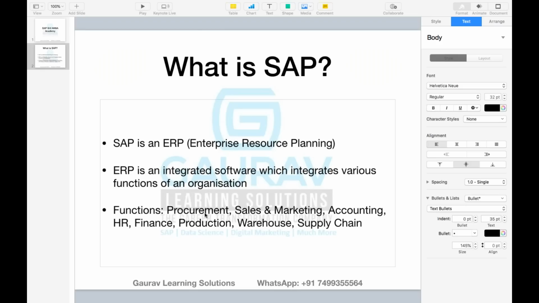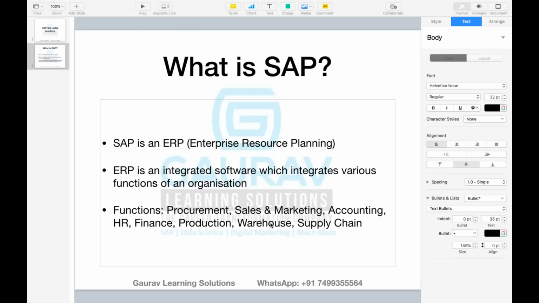So if a customer is asking you that I have these departments in my company and I want to manage them all in integrated way. What do you mean by integrated way? Integrated way means I need a single software which is capable of handling all these functions. I don't want separate software for procurement, separate software for sales and marketing, separate software for accounting and finance. I want a single software which can give me all these functionalities, okay, and that will make the life easy.